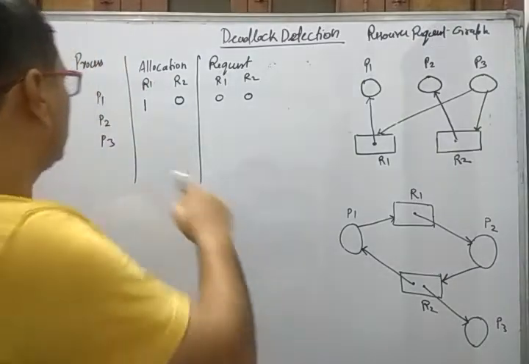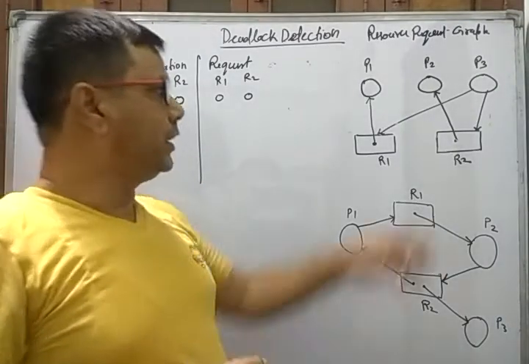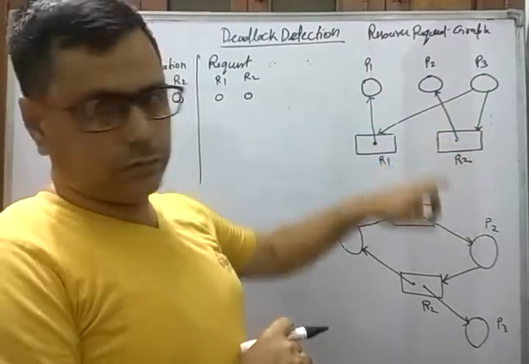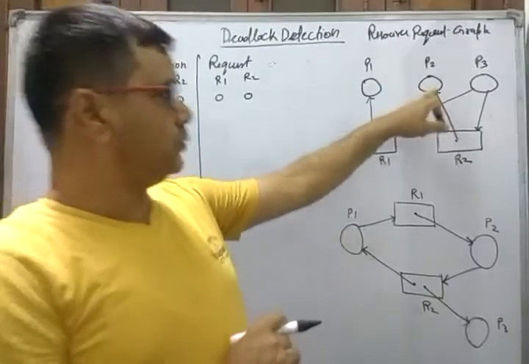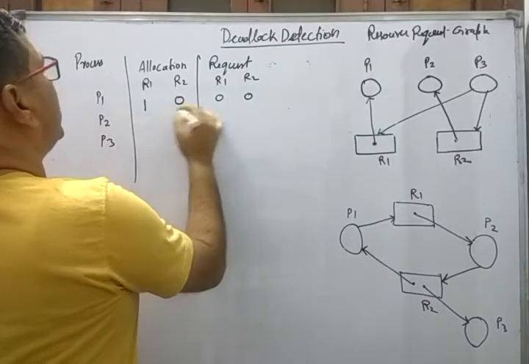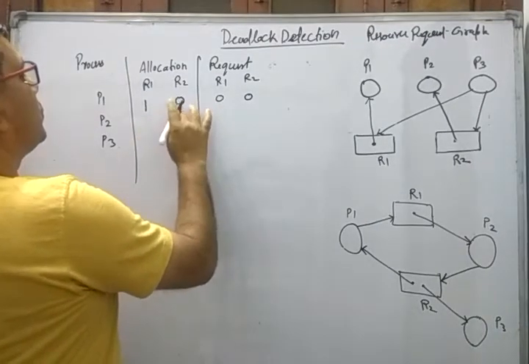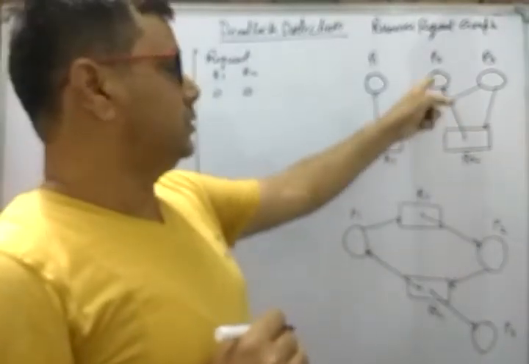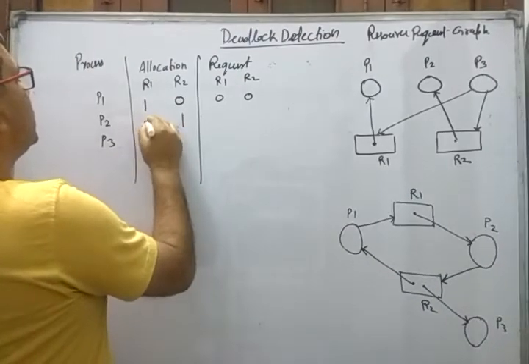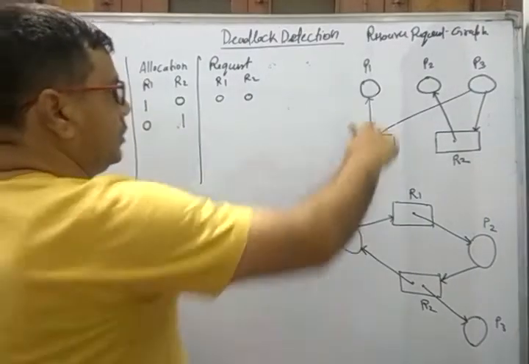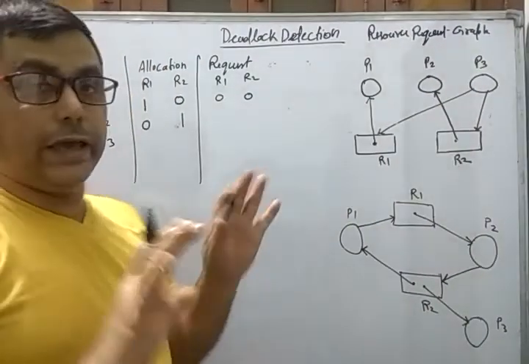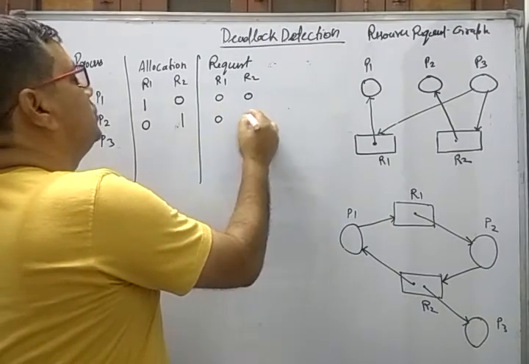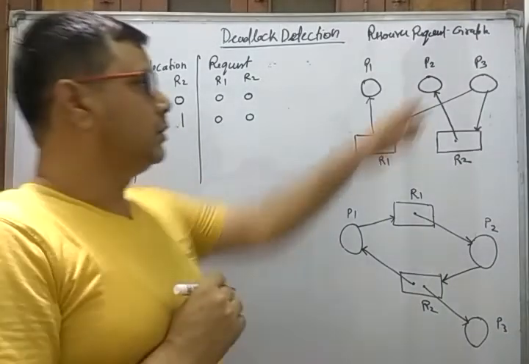Similarly, we will make it for P2. Here P2 is assigned resource R2. Resource R2 is assigned to process P2. That means P2 is assigned resource R2. Now P2 is not linked with R1. That means 0. Now here P2 is not requesting any resource. Here it means it will be 0, it will be 0.